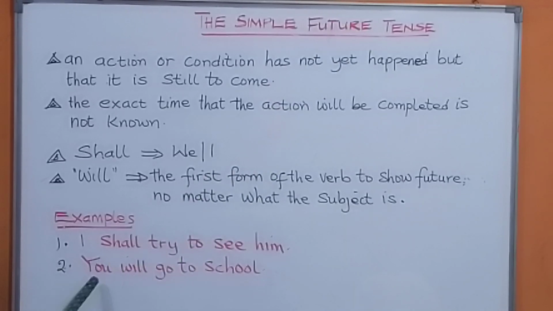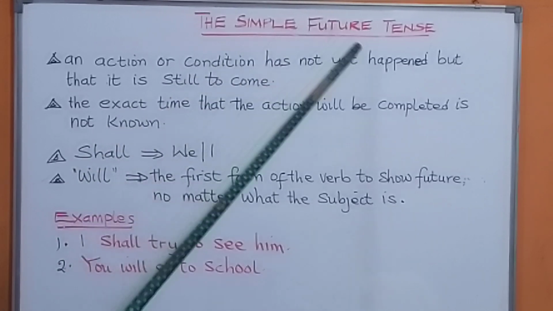Look at another one. You will go to school. When? It's not stated. When will the action end? It's not stated. When will it start? It's not stated. It's like open-ended. So, that is what we see in simple future tense.